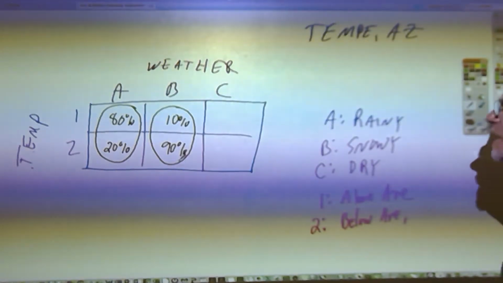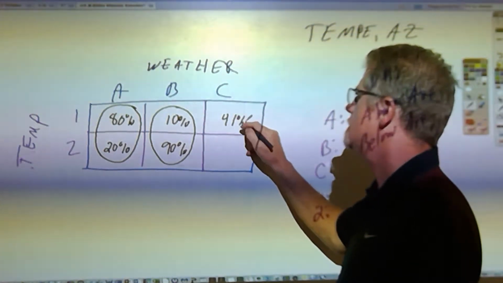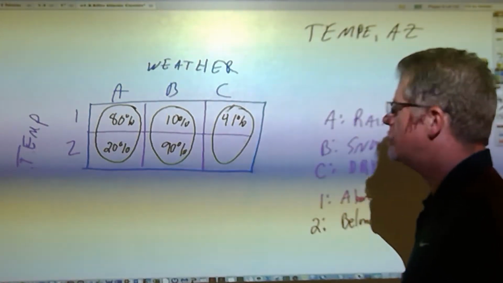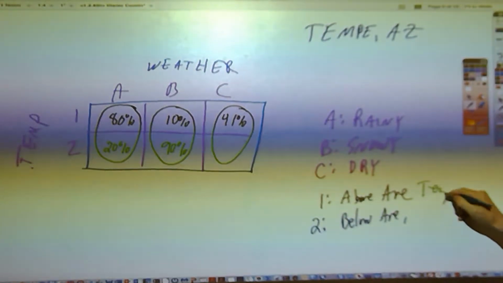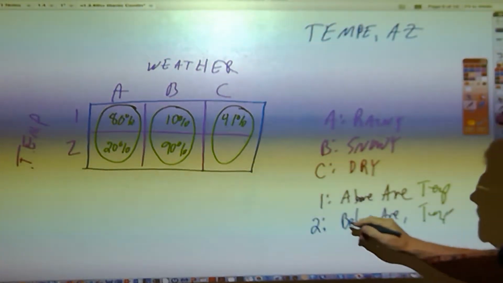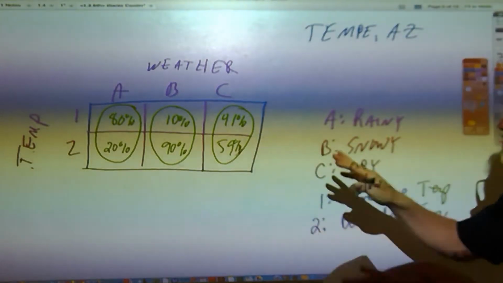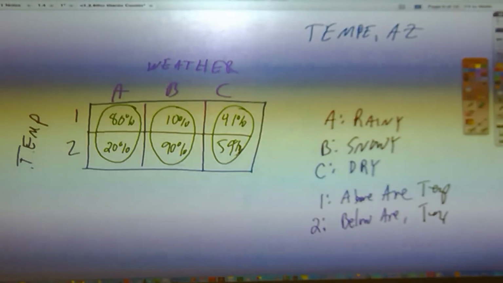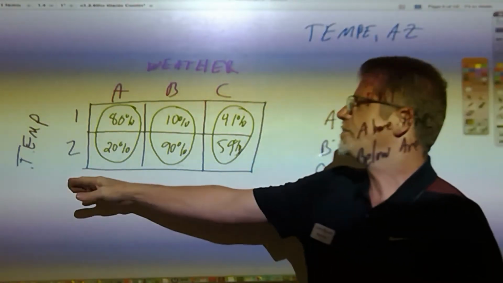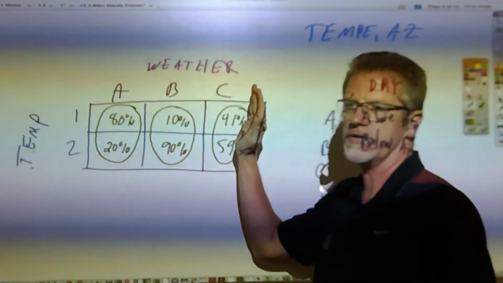And then on the dry days, 41% of all the dry days were above average temperature days, and I guess that has to be 59% below average. So I'm not giving you the counts, I'm just giving you the final distribution of conditional relative frequencies of temperature for all three categories of weather.